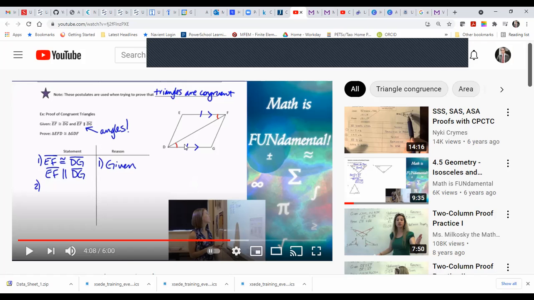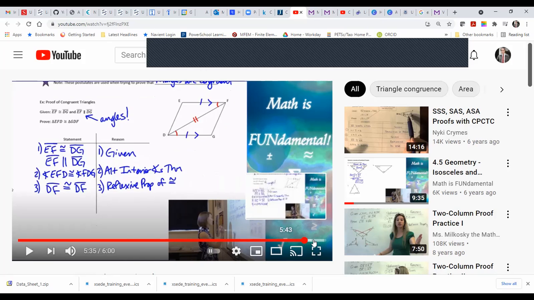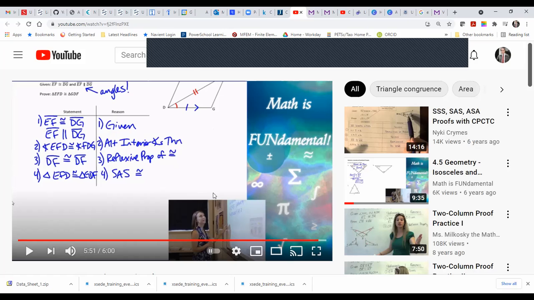Remember the alternate interior angles are congruent, right? And using the reflexive property, because this one is the same. Yeah, I think this one uses the angle, side, angle congruence postulate. So any question?